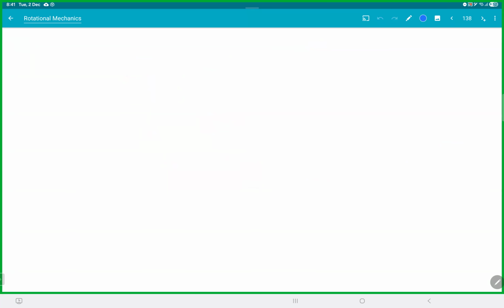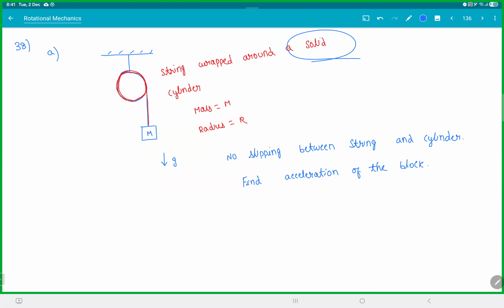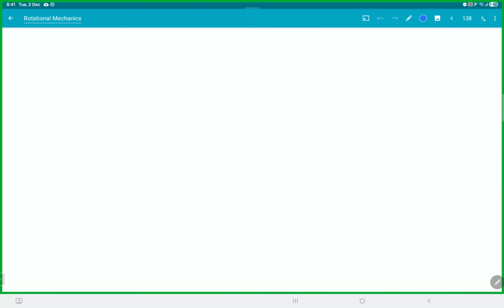Someone is asking cone. Cylinder, right? Read the question. Why will it be a cone? Solid, not a cone. So step one, choose your cylinder and the block. Write the forces.